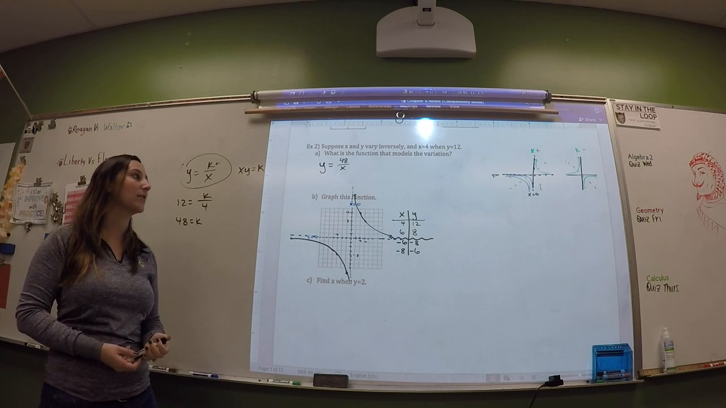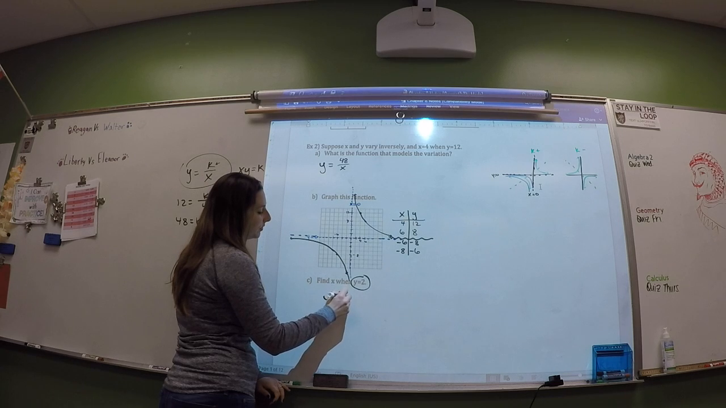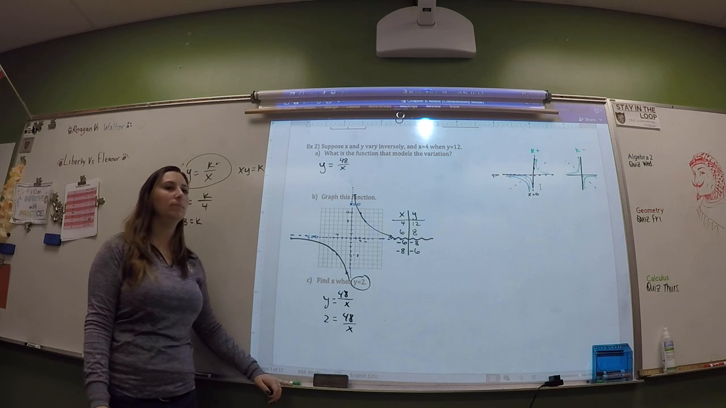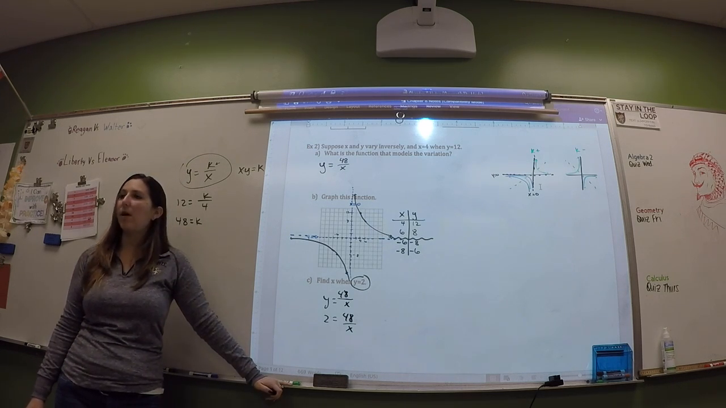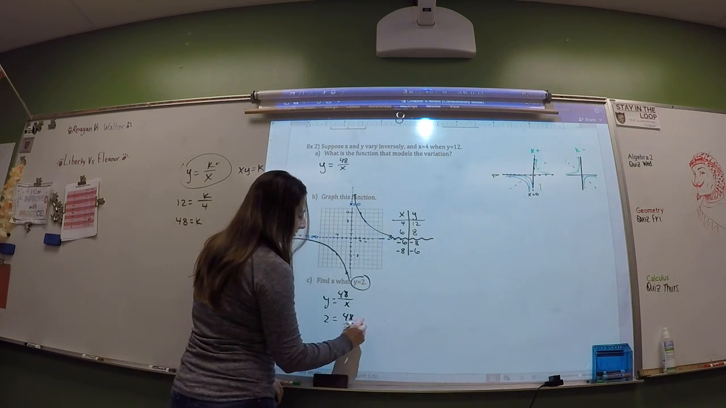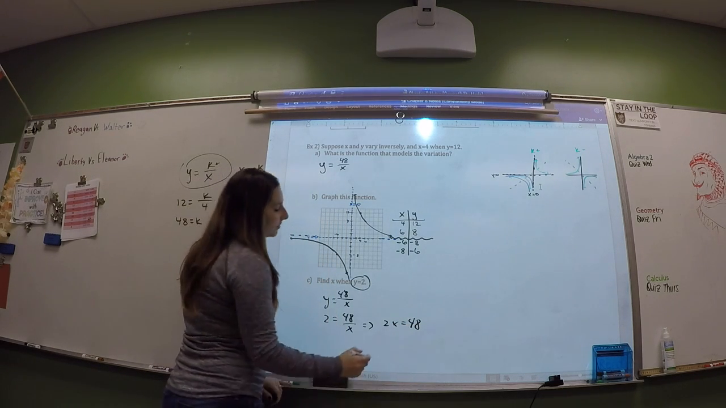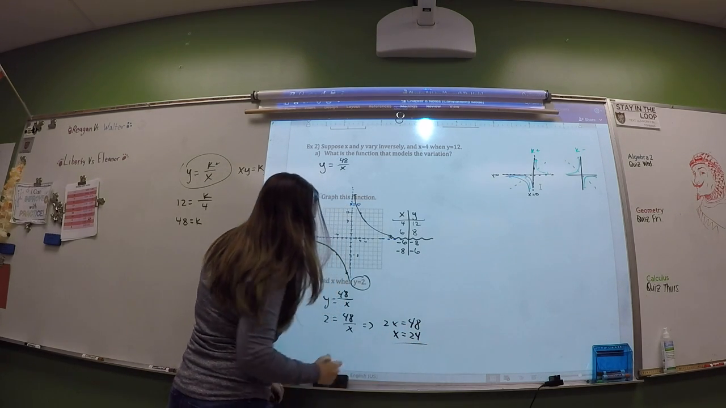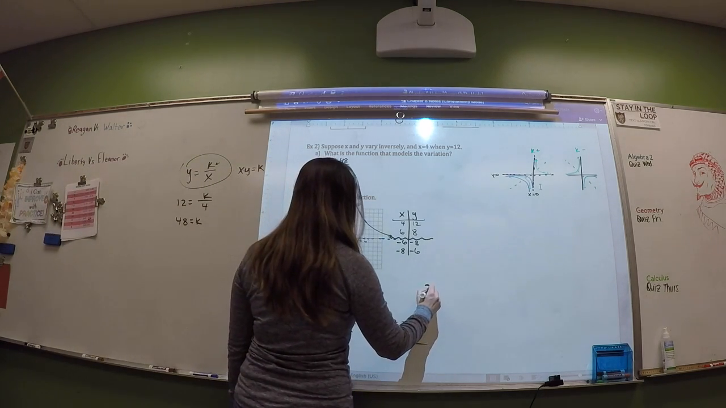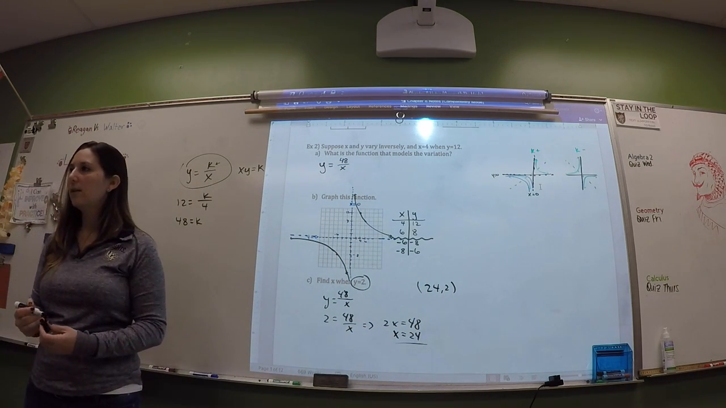All right, and the last thing it says, find x when y is 2. We can do this now because we have our function. All we're going to do is plug in y equals 2 into our function that we created, and then solve. How do we solve? Multiply by x. So that's going to be 2x equals 48. And then divide by 2, so x equals 24. There we go. So x is 24 when y is 2. That also means that there's a point at (24, 2), if you care about it, maybe for another purpose.